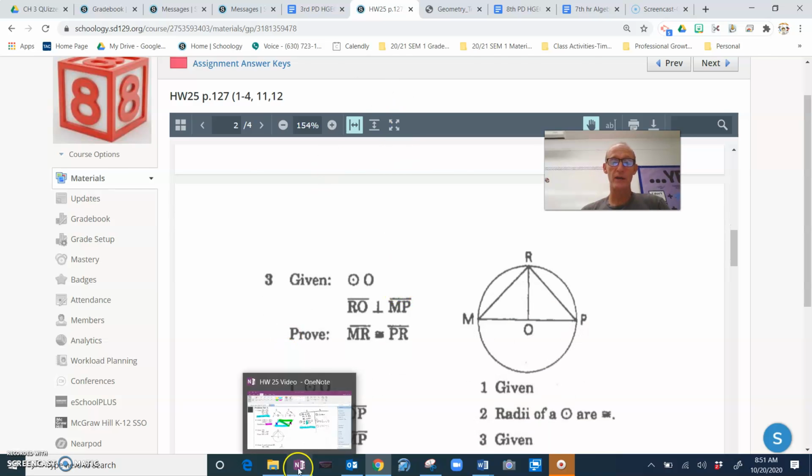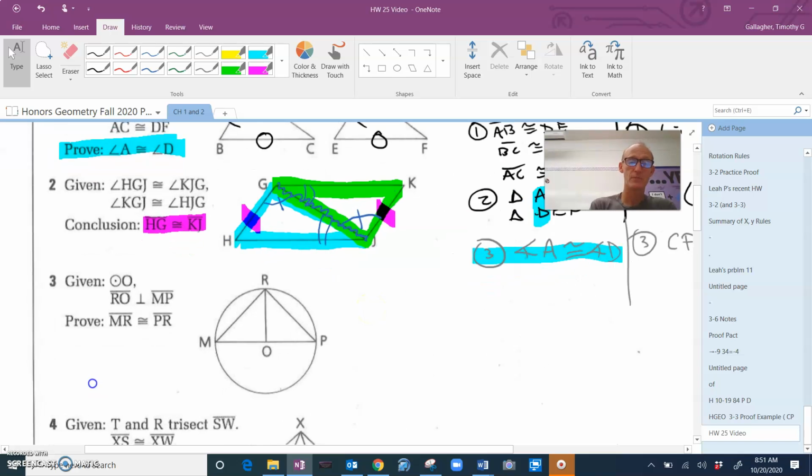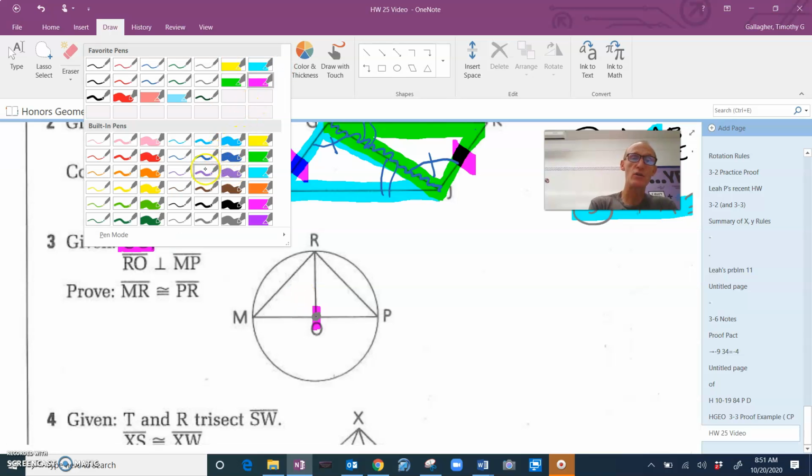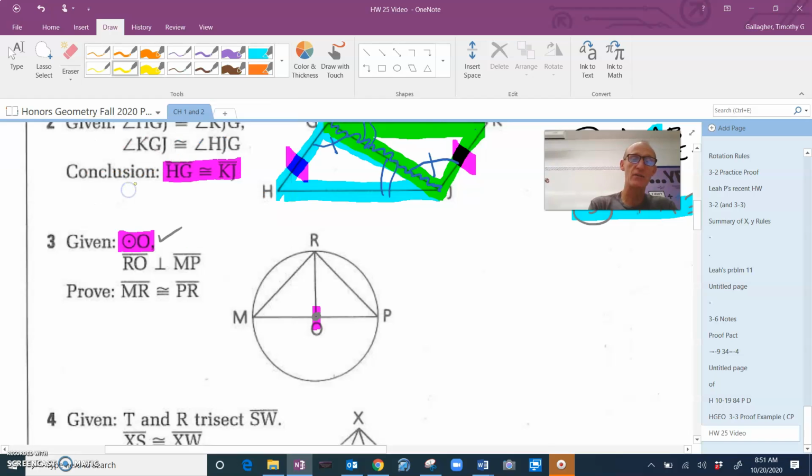Okay, so now let's talk about number 3. Okay, number 3, you have to read each statement nicely. Circle with the center at O. Now, once you know you have the circle at the center O, like this, then you can look for the radii. Let me use yellow. So from that O, we know that this is a radius. We know that this is a radius, this segment. So OM is a radius, OP is a radius, and OR is a radius.